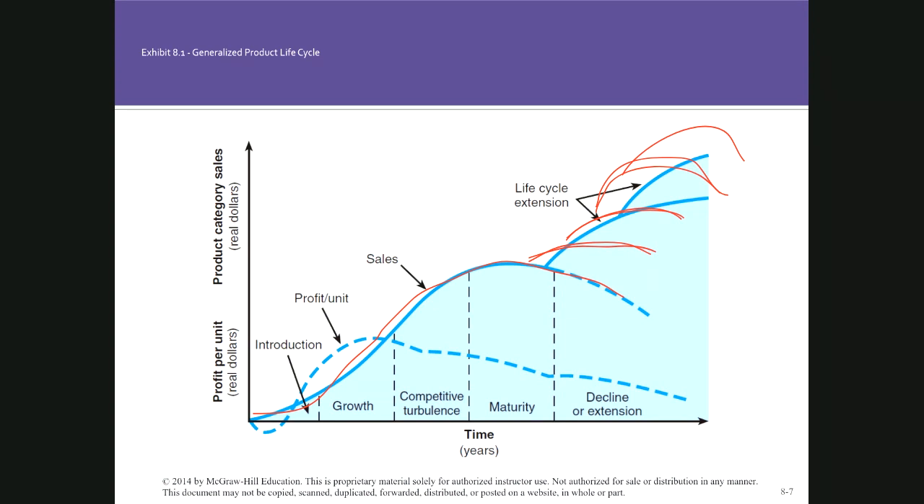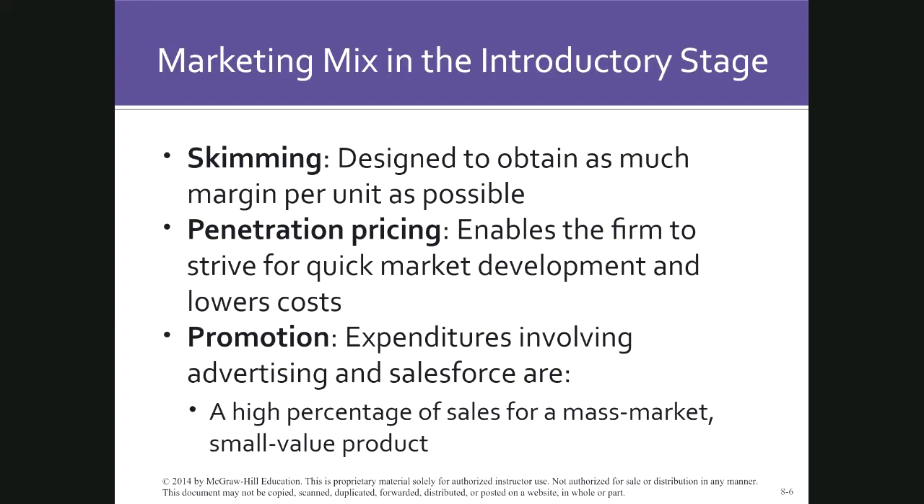Fidget spinners, they run way up in sales and then they just fall off the diving board, or a pet rock, let's say. So in the introductory stage, when you're talking about pricing, we might engage in price skimming, which is designed to obtain as big a margin per unit as possible. That helps you get back your new product investments quickly. That can only work if people are willing to pay that price.